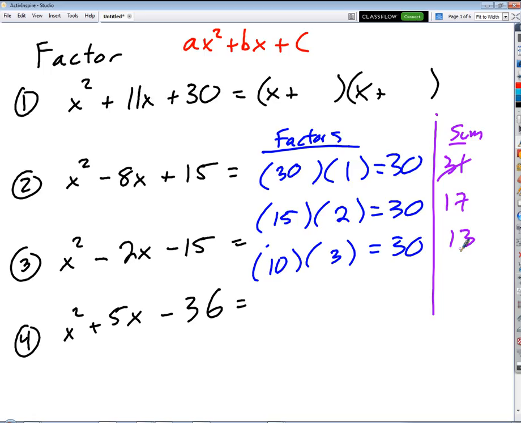So we'll keep going. Does 4 go into 30? No. Doesn't. Does 5? Yeah.